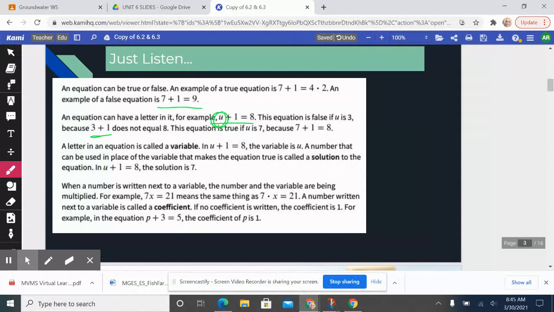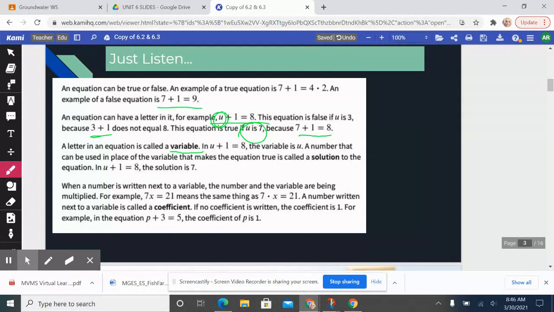Now, if we put 7 in for u, 7 plus 1 is 8, and that would make that true. Remember that the letter in an equation we call a variable. What we can do is put numbers in for these variables to answer equations.